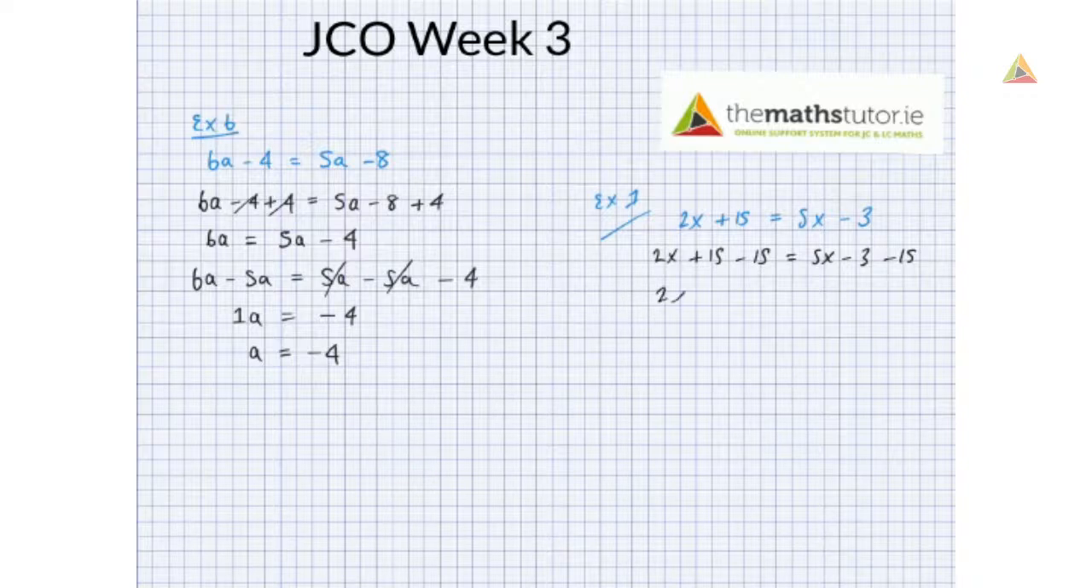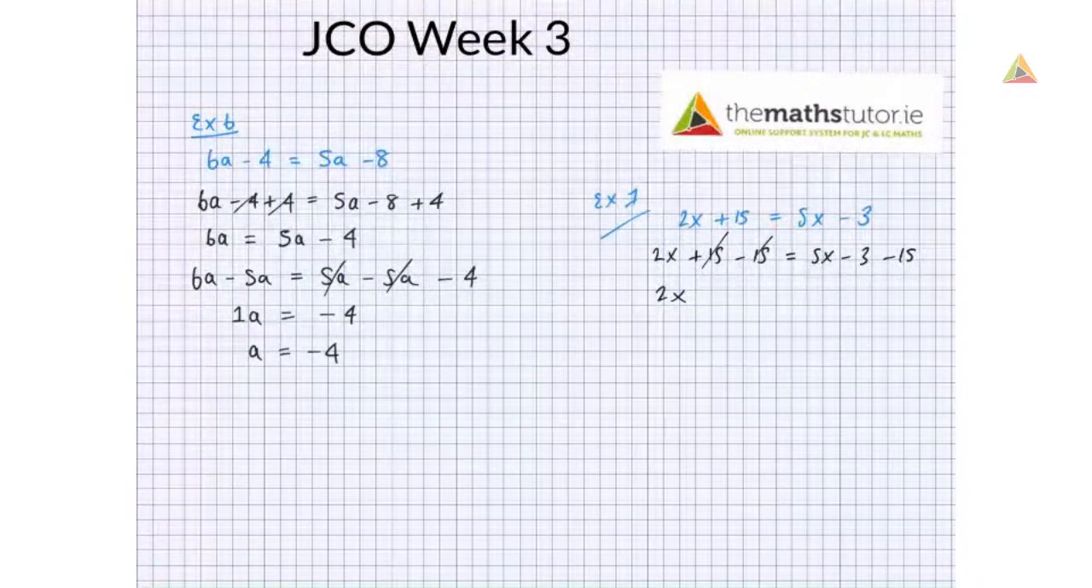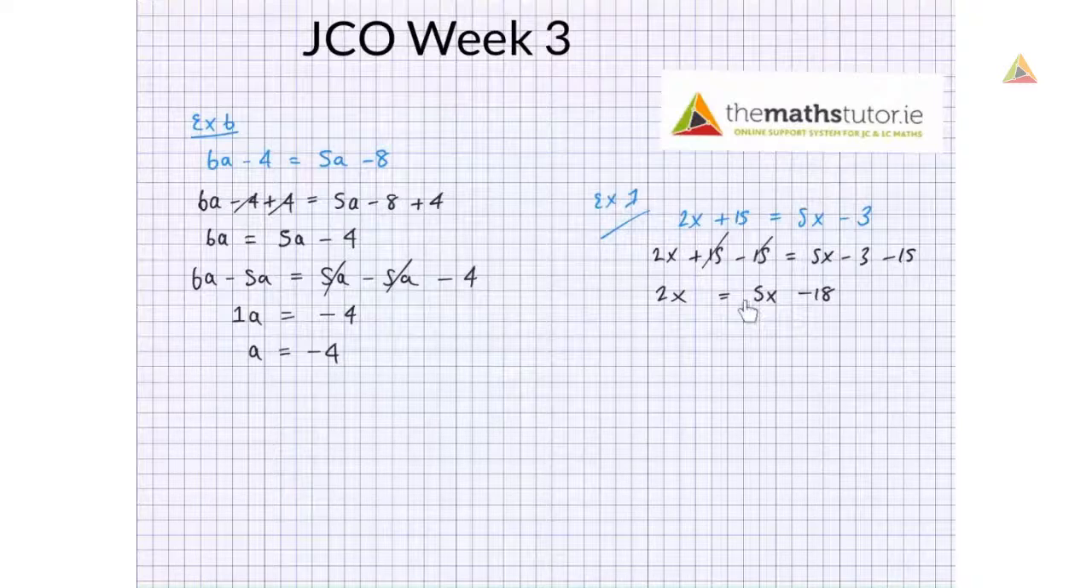That's going to be 2x, so 15 take 15 is 0, is equal to 5x, now minus 3 minus 15 is going to give me minus 18. Okay, so again, we want to keep x to this side and numbers to this side, so we need to get rid of that 5x. So the way we get rid of that 5x, it's a plus 5x, so we'd take away 5x to get 0. So I'm going to take away 5x on this side and take away 5x on this side.